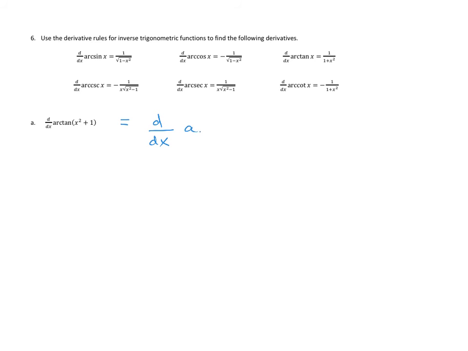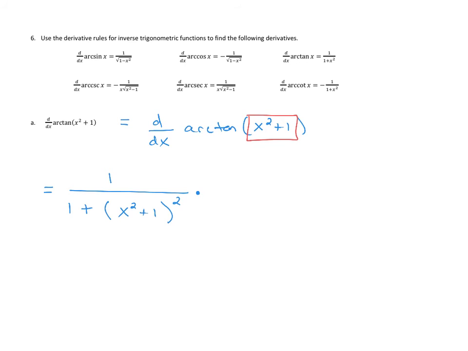So to take the derivative, just to rewrite it so it's a little bit bigger, I'm first going to pretend that that thing is just an x. And according to the rule, we do 1 over 1 plus that thing squared. So I just copy that thing down. But by the chain rule, I have to multiply by the derivative of the thing, and the derivative of x squared plus 1 is 2x, and this is my answer.